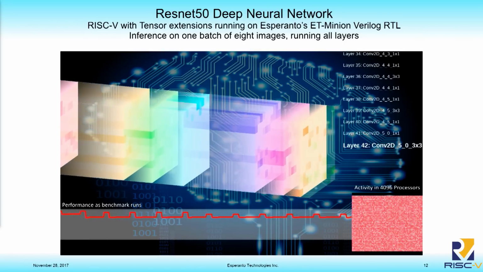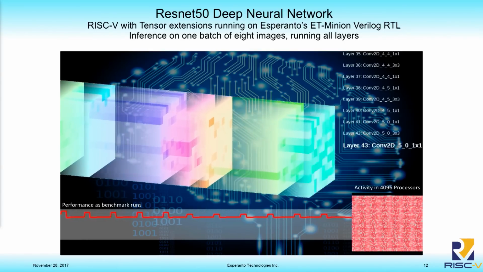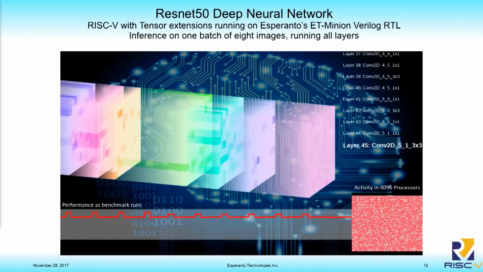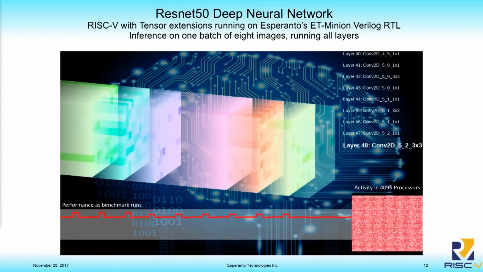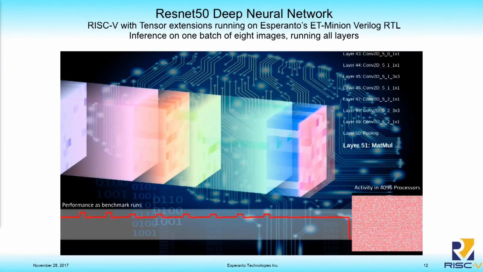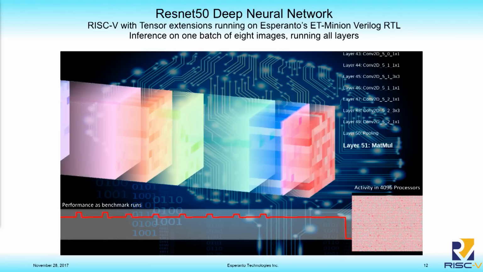So this is running inference on one batch of 8 images, the batch size of 8. Doing all 52 layers. There are actually 52 layers in ResNet 50. It's not ResNet 52. So we've been able to get very good insight into how machine learning will run on top of our core.